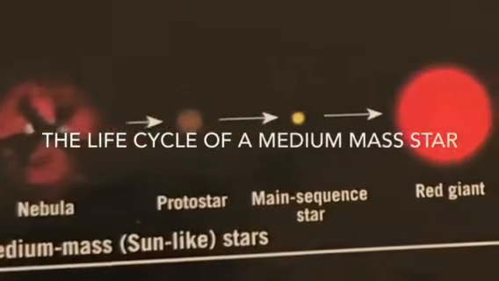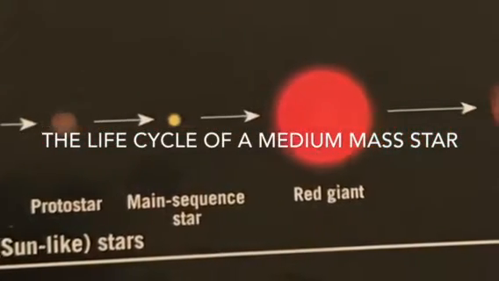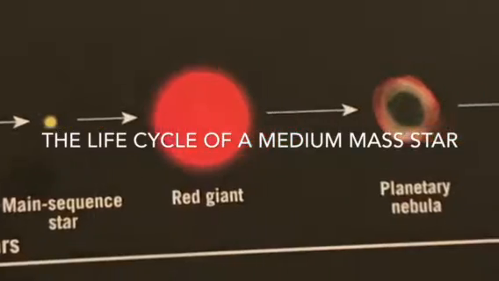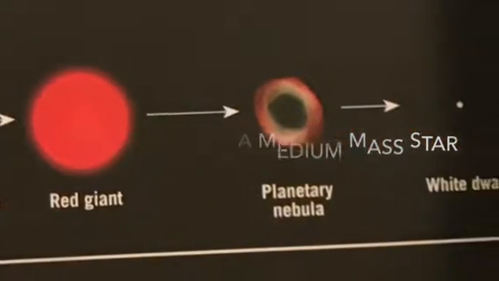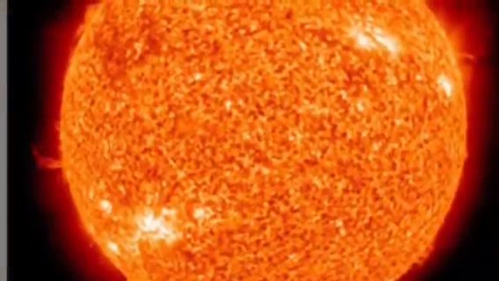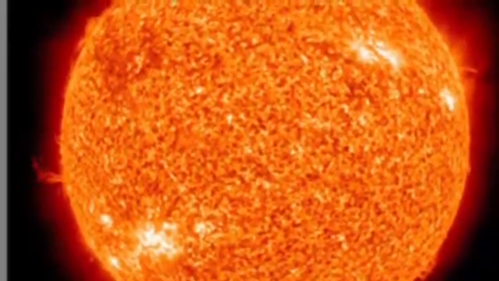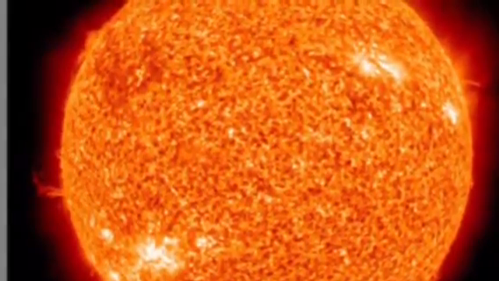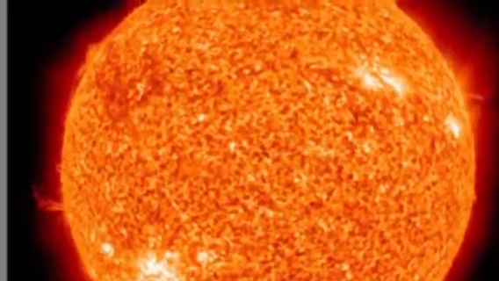The life cycle of a medium-mass star. The Sun is the largest and the most massive object in the solar system, but it is just a medium-sized star among the hundreds of billions of stars in the Milky Way galaxy.